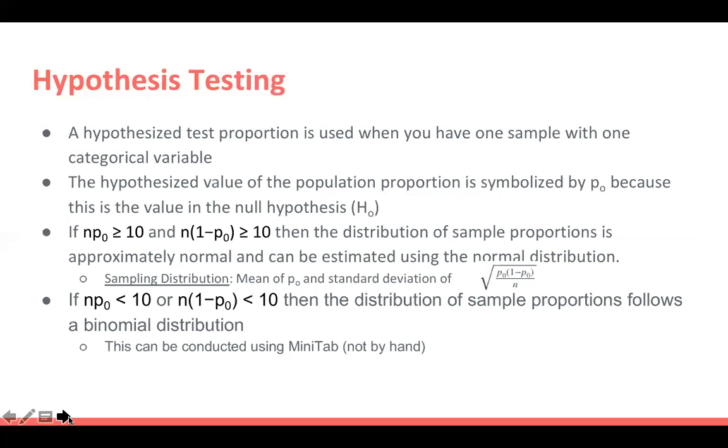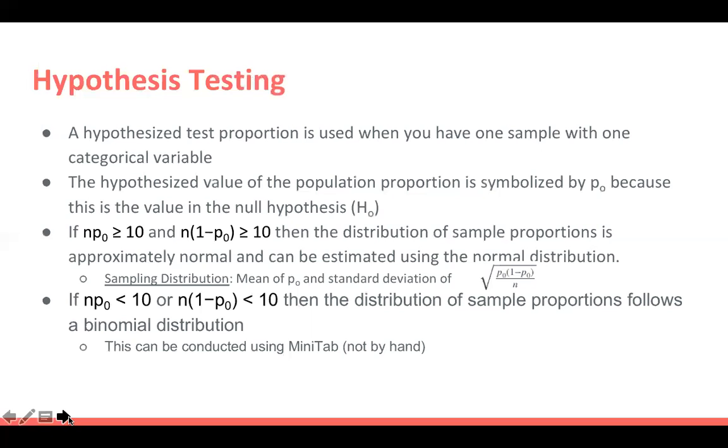And then we can say that if we do meet those assumptions, we can use the normal distribution. So if we can use the normal distribution, then our sampling distribution will have a mean of our hypothesized value of the proportion. And then our standard deviation would be equal to the square root of our hypothesized value times 1 minus that same hypothesized value, divided by our sample size.